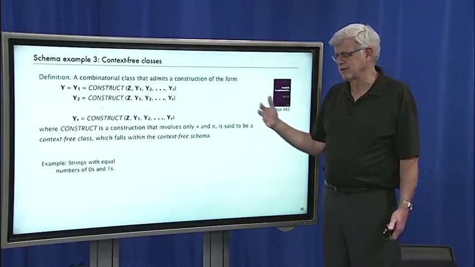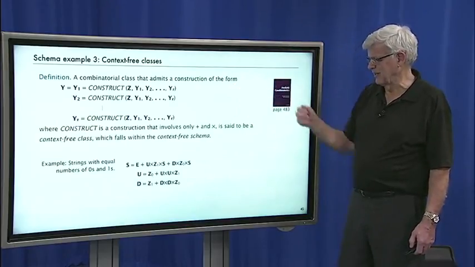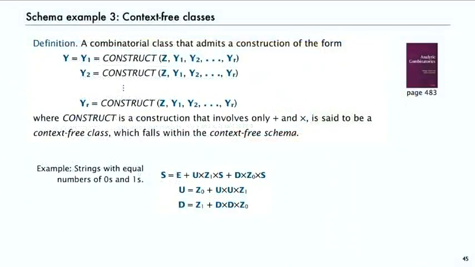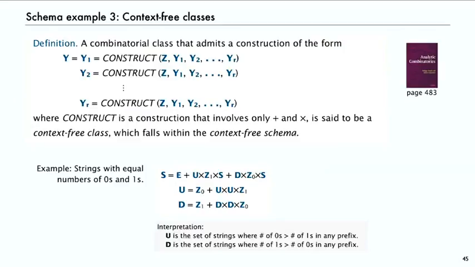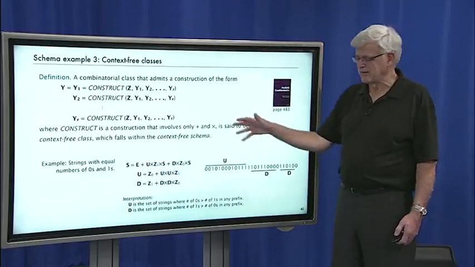So for example, computer scientists will be familiar with these kinds of examples. There's many of them out there. So we want strings with equal numbers of zeros and ones. Here's a family of constructions for strings with equal number of zeros and ones. To understand this, U is a set of strings where the number of zeros is bigger than the number of ones in any prefix, and D is a set where the number of ones is bigger than the number of zeros in any prefix. Then you take a U, the number of zeros is bigger, but then it runs out, so you need a 1, and then you take a D, and the number of zeros is bigger, so you take a 0, and so forth. So these constructions illustrate this idea. And anyway, that's about context-free grammars.